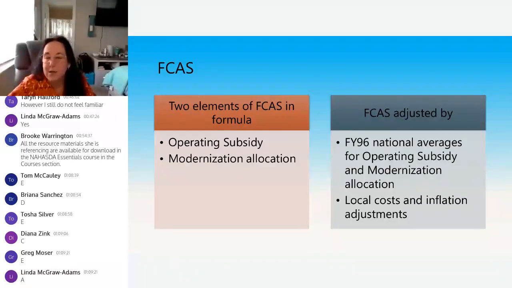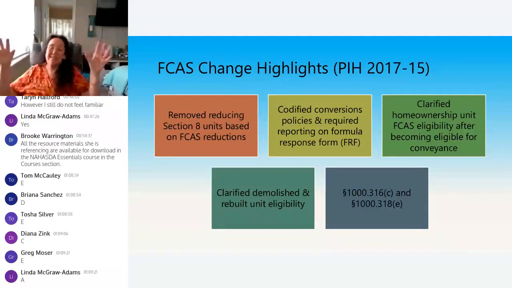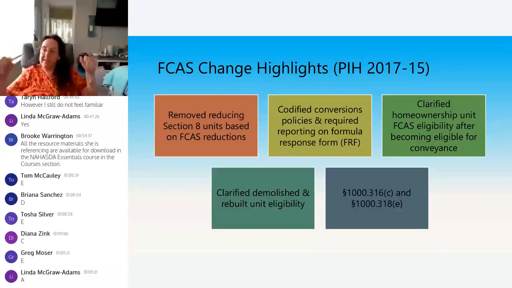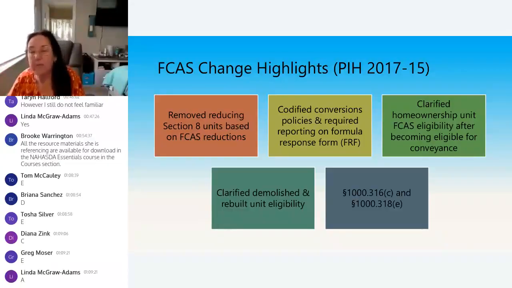So your FCAS challenge highlights PIH 2017-15. It removed reducing Section 8 units based on FCAS reductions, codified conversion policies, and required reporting on your formula response form. It clarified homeownership unit eligibility for FCAS after it became eligible for conveyance. That has to do with your mutual help units. And demolished and rebuilt unit eligibility, you can read about that at 316 and 318 of the regs.